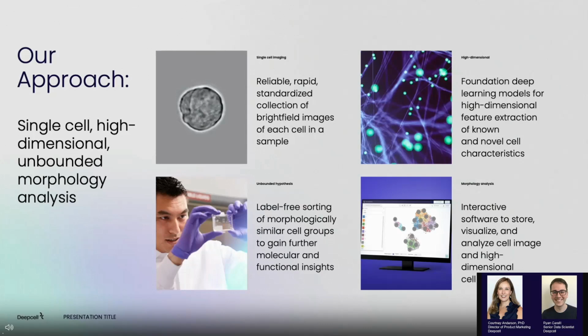At Deepcell, our approach to morpholomics is to provide single-cell, high-dimensional, unbounded morphology analysis. We offer reliable, rapid, and standardized collection of bright field images of each cell in a sample. We have foundation deep learning models for high-dimensional feature extraction of known and novel cell characteristics. We incorporate label-free sorting of morphologically similar cell groups to gain further molecular and functional insights. And lastly, we offer interactive software to store, visualize, and analyze cell images and high-dimensional cell descriptions.